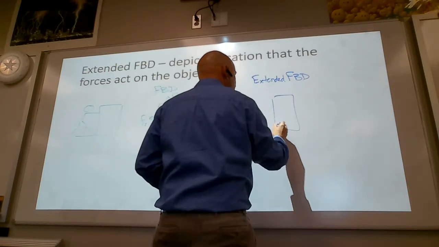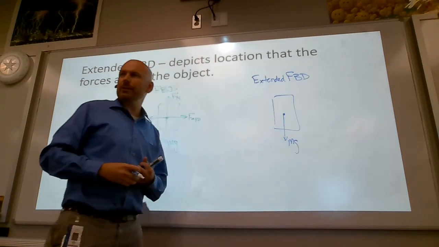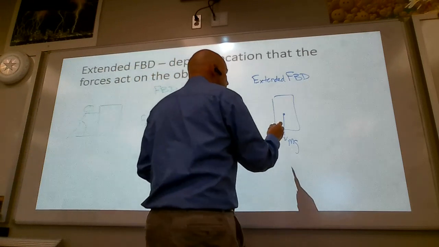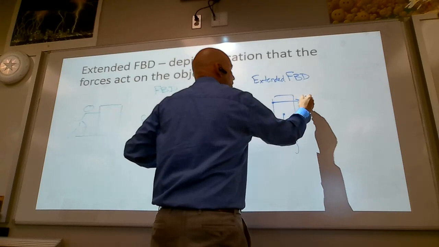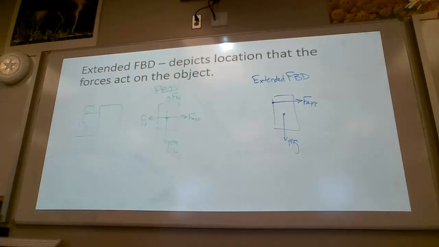Your extended free body diagram looks like this. Your force of gravity is still at the center of mass. That's the only one that changes. Still, we draw it from the center of mass. Okay. You are pushing right here. So we would draw the applied force at the location where the force is acting on it. Good with that?